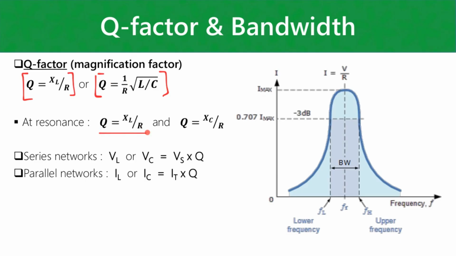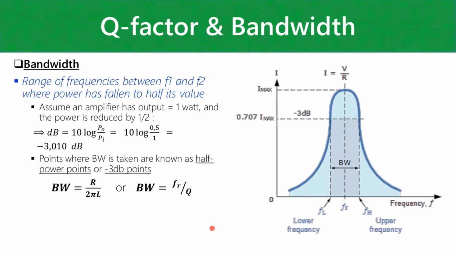And at resonance, it doesn't matter whether you use the inductive or capacitive reactance. And again, in series networks, the inductor voltage and capacitor voltage are going to be the same. To calculate those voltages, it's basically the source voltage multiplied by the Q factor. And then it's the same for current in parallel networks. If you want to calculate inductor or capacitor current, that's your total current times Q factor.